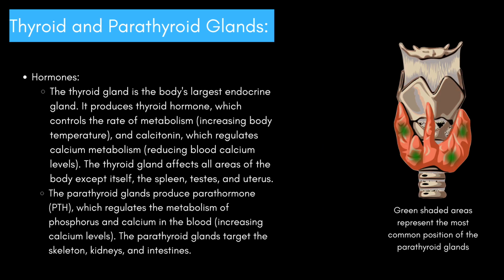Let's next take a look at thyroid and parathyroid glands. Hormones. The thyroid gland is the body's largest endocrine gland. It produces thyroid hormone, which controls the rate of metabolism, increasing body temperature, and calcitonin, which regulates calcium metabolism, reducing blood calcium levels. The thyroid gland affects all areas of the body except itself, the spleen, testes, and uterus. The parathyroid glands produce parathormone, PTH, which regulates the metabolism of phosphorus and calcium in the blood, increasing calcium levels. The parathyroid glands target the skeleton, kidneys, and intestines.